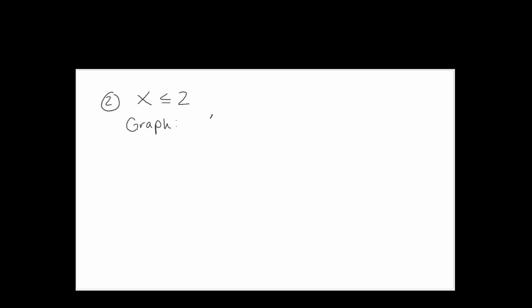And when we graph this, we're going to go straight to our number line. In this situation, I'm just going to bring up 2 because it's the only point of interest. And we have a little new curveball here. We have less than or equal to. So we want to include 2 as a solution because 2 equals 2.